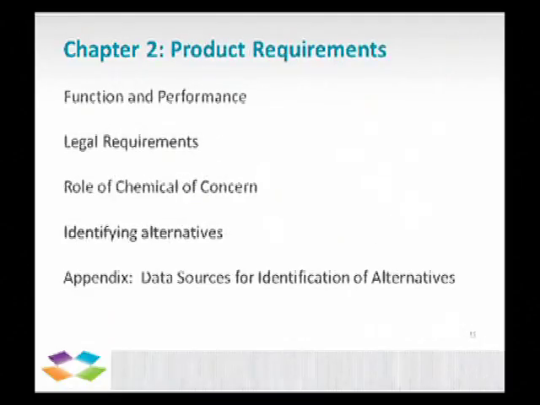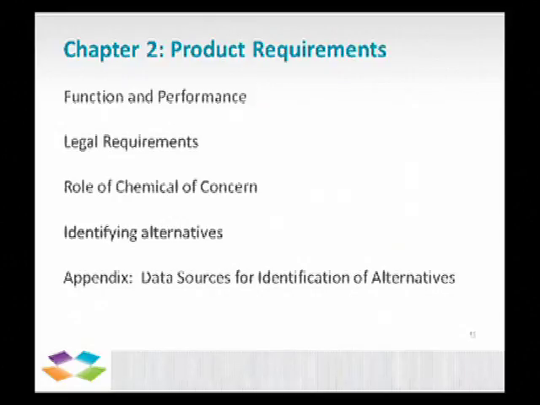The initial step in conducting the alternatives analysis is the identification of the requirements for the product. Before alternatives can be identified, responsible entities should first have a clear description of what the product is for. What's the function? Is there a performance standard that it has to meet? Are there any legal requirements for the product? What's the role of the chemical of concern? Is it even necessary to be in the product?